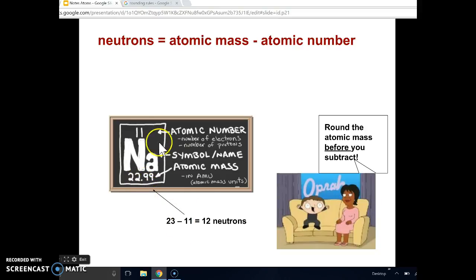23 minus 11 protons, because each proton has 1 mass unit, will tell us that most versions of sodium out there have 12 neutrons, and the 11 plus the 12 come up with 23 AMU, atomic mass units. Always make sure that you round that atomic mass before you subtract. Remember, a 5 rounds up and a 4 rounds down.